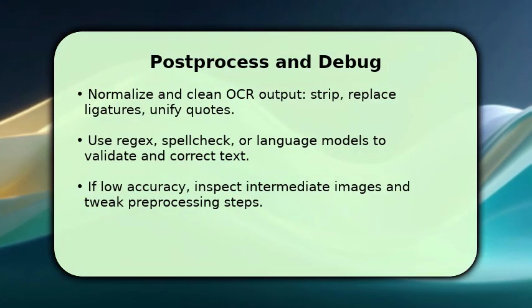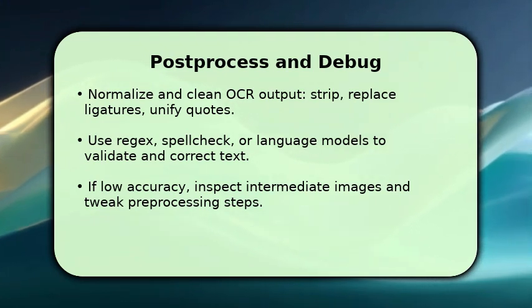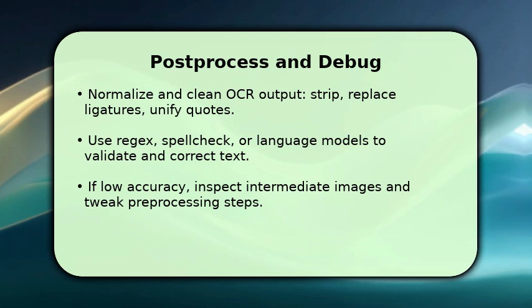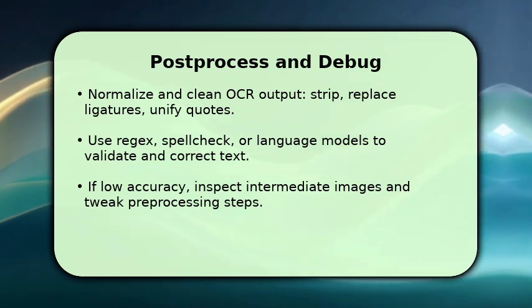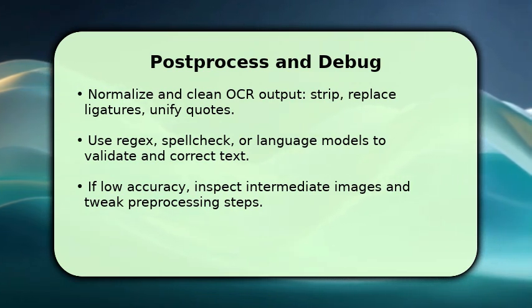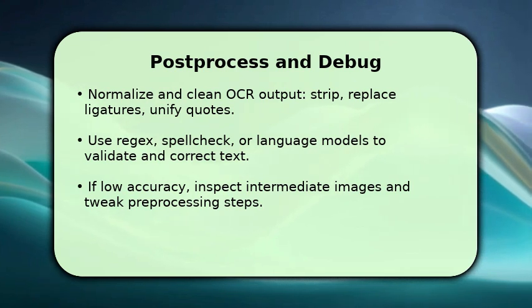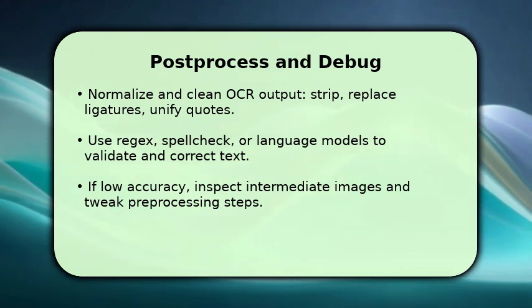You finish by turning raw OCR output into usable text and handling errors gracefully. First, normalize whitespace and common ligature or punctuation artifacts. Then apply regex patterns and optional spell checking or a small language model to correct predictable mistakes. Once the pipeline works, save results to CSV, JSON, or a database.